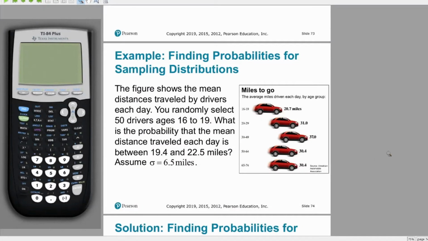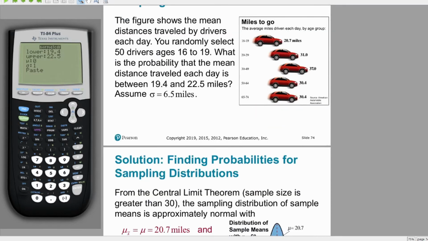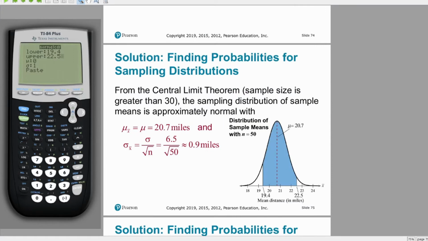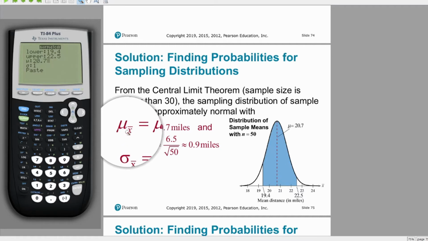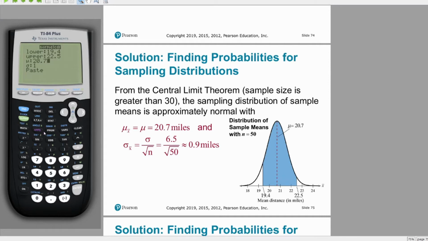What we're going to do is recognize our values here. So we're going to go second vars for distributions and go back into normal CDF, where now we have a lower boundary of 19.4, an upper boundary of 22.5, and here the mean that we're looking for is really a mean of sample means, mu sub x bar. We can't tell the calculator to specifically look at that, but mu is close enough for what we need. So we're going to say the mean is 20.7, bearing in mind that that's actually a mean of sample means, at least in this case.